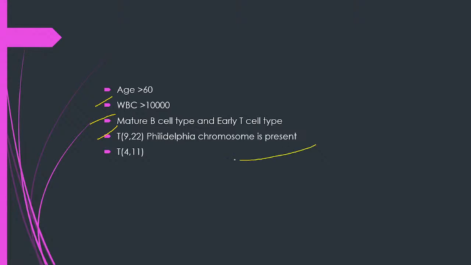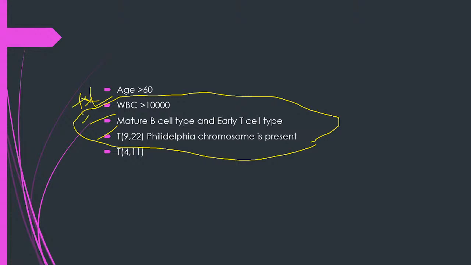Why? Because they will appear time and time again. These are the most common markers of poor prognosis. Unfavorable, poor prognosis, this is the same thing. I'll put a star or an asterisk on it. What's t(9;22)? That is the Philadelphia chromosome.